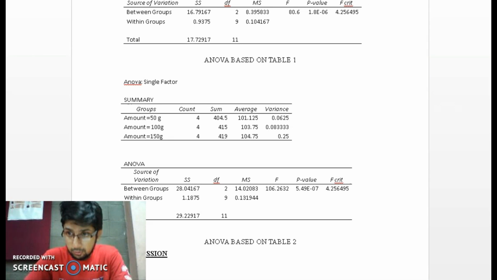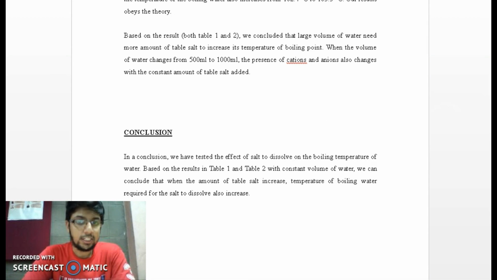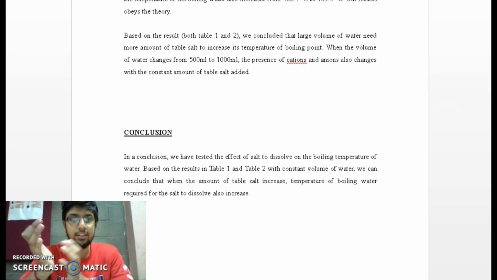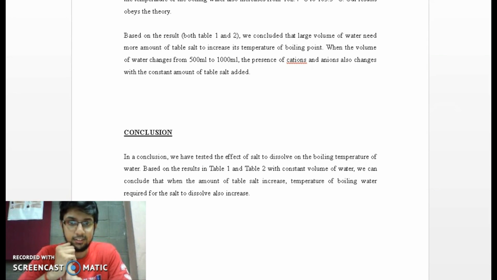Now let us move on to the conclusion. In the conclusion, we have tested the effect of salt dissolved on the boiling point, the boiling temperature of the water, based on our Table 1 and Table 2. We do know that when the amount of salt increases, the temperature of the water required for the salt to dissolve will also increase.